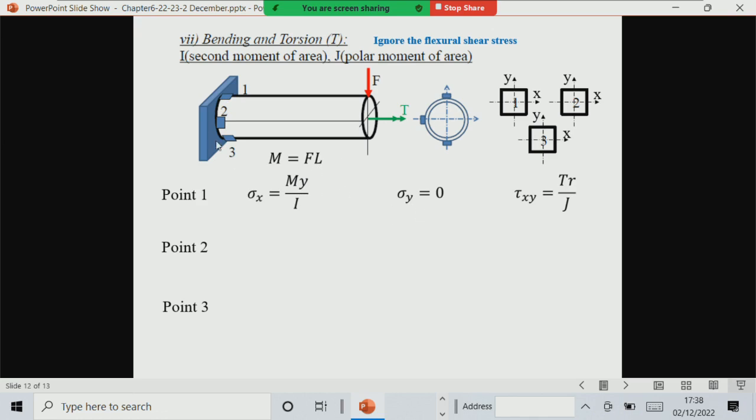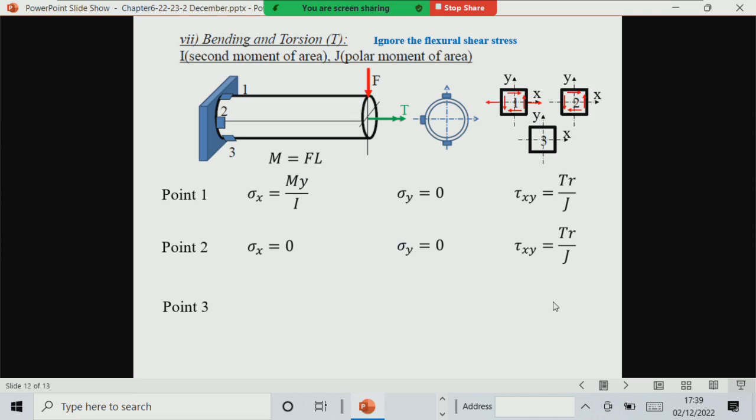There is no stress applied in the y direction, sigma y equal to 0, and the shear stress is equal to TR over J. So this is point 1. You can see the two arrows are tension, and we have shear stress all over. Point 2 is located on the neutral plane because of the bending moment, so sigma x is equal to 0. There is no stress applied in the y direction, so point 2 is just subject to shear, pure shear.